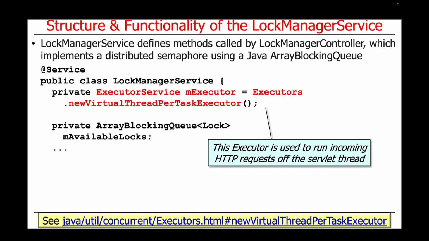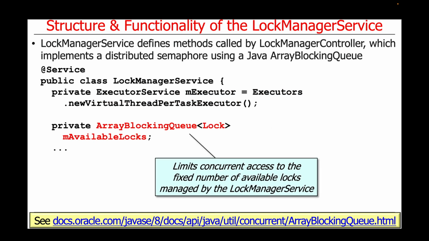We have a couple of fields here. The first field is an executor that's implemented using a new virtual thread per task executor that's used to run the incoming HTTP requests off the servlet thread and instead in a virtual thread. And you'll see this in a bit more detail when we talk about the implementation here in the next part of the lesson. And then there's also the use of an ArrayBlockingQueue, which is a generic Java class that we parameterize with Lock. And we use this to limit concurrent access to the fixed number of available locks that are managed by the LockManager service. And we'll take a look at this in more detail when we look at the implementation.